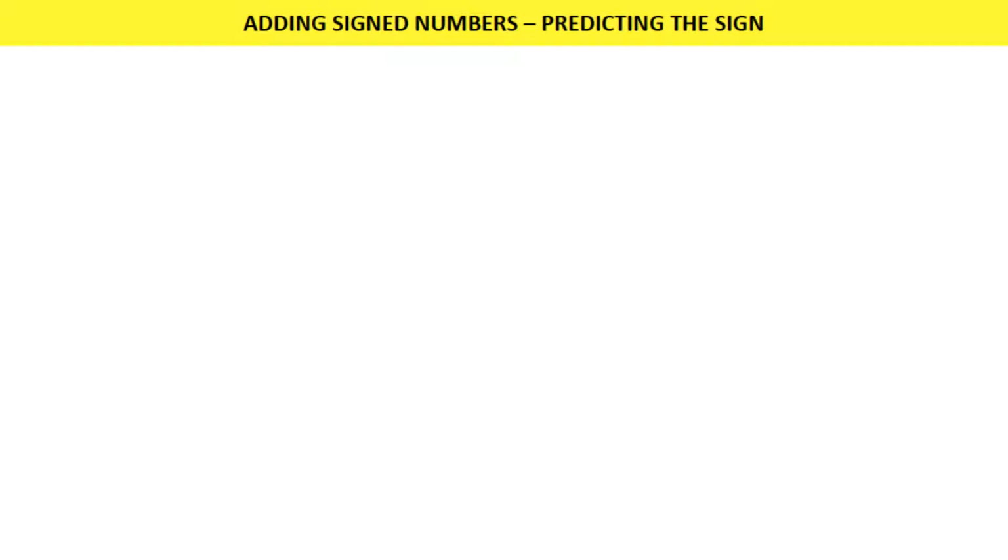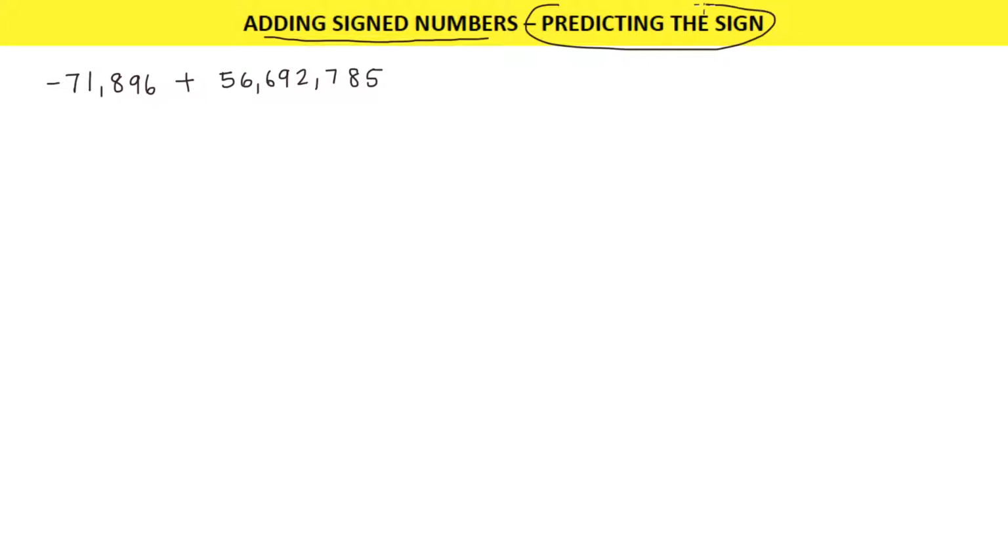In this video, we will practice how to predict the sign of your answer or your sum when you're adding signed numbers. Let's start off with a problem. Negative 71,896 plus 56,692,785. Wow, this looks complex. But remember, you only have to predict the sign. You don't actually have to do the calculations. Let's think about how we would predict the sign.